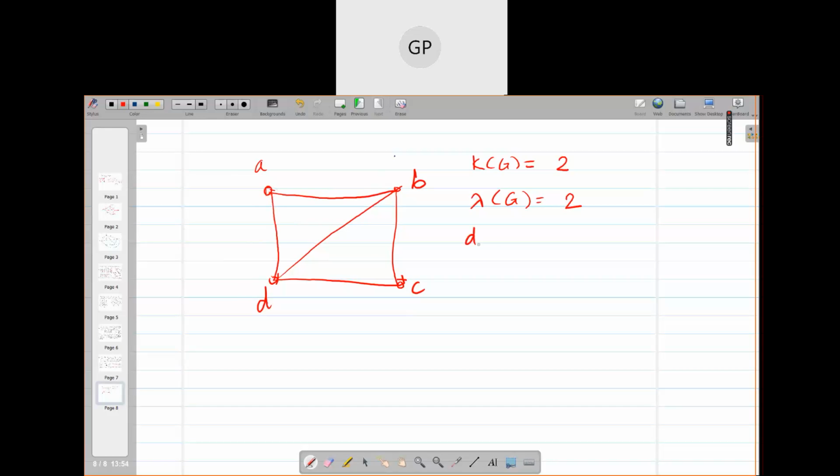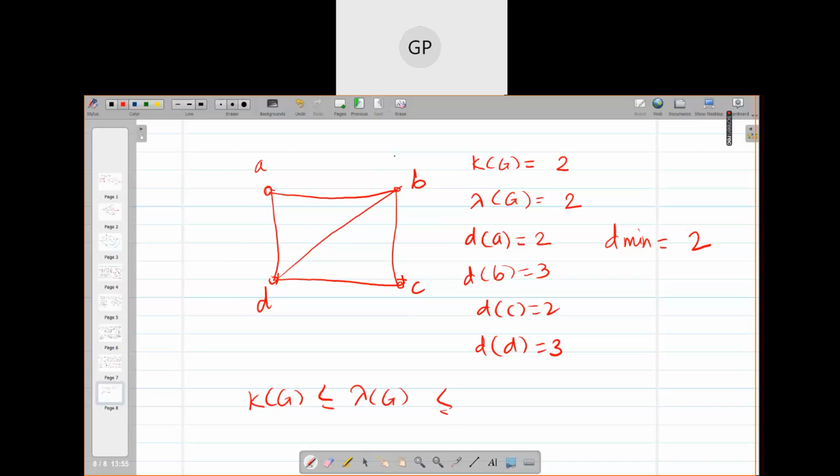Yes, ma'am. Now what is the degree of A? Let us list out the degrees. Degree of A is 2, degree of B is 3, degree of C is 2, degree of D is also 3. So what is the minimum degree here? 2. So do you get this? Kappa G is less than or equal to lambda G, and less than or equal to the minimum degree. This is being satisfied, right? Because it is less than or equal to, please remember, it is not strictly less than. All are 2 here. All are equal. Have you understood it, girls?